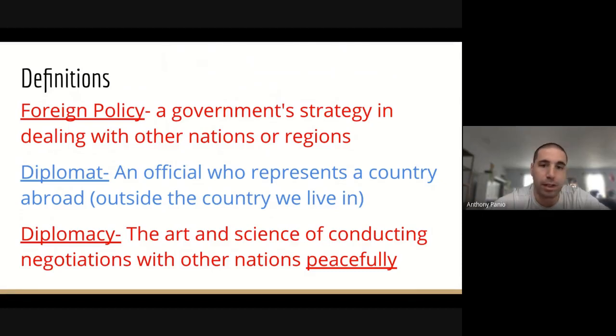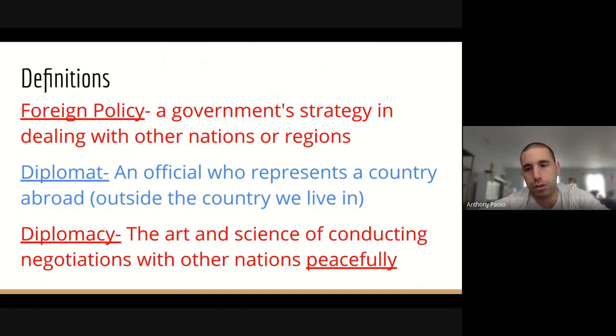Diplomats have a lot of freedom when they go to countries because they're actually under the other government's rules. So if a diplomat comes here from China, they can't get in trouble in the United States. If they do something wrong, they have to be sent back to their country, and then they could get in trouble there. But that usually doesn't happen.